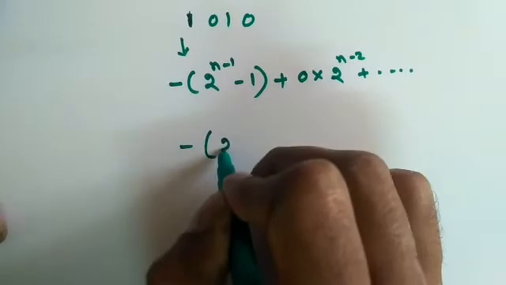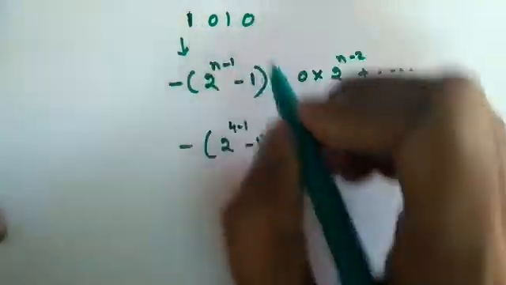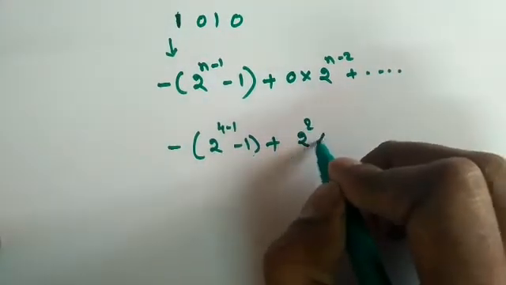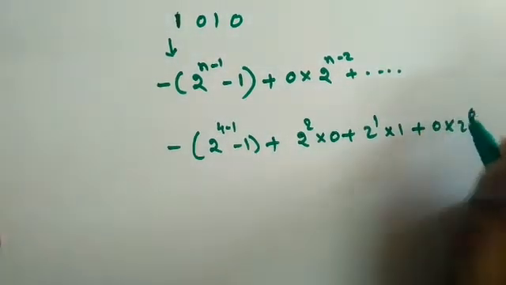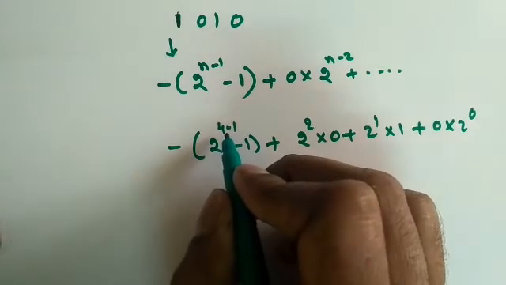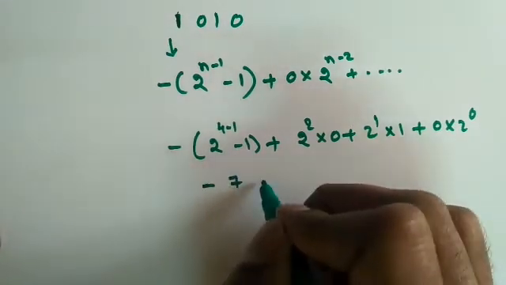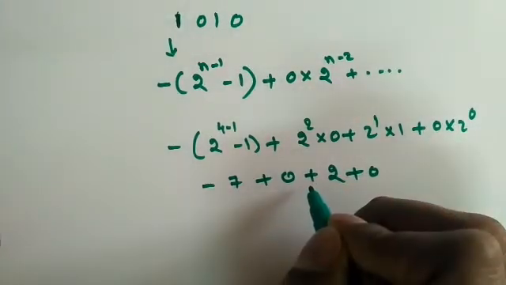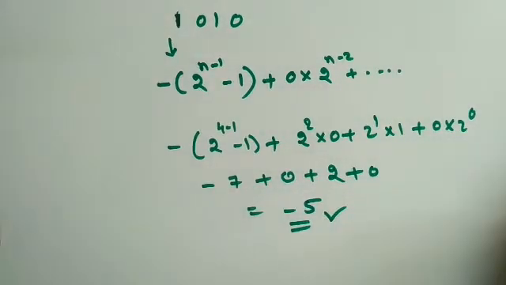Now what is this? N is equal to 4. So minus of 2 power 4 minus 1, minus 1, plus the remaining bits 0, 1, 2, 3. So directly, 2 cube minus 1, plus 2 square into 0, plus 2 power 1 into 1, plus 0 into 2 power 0. So what is this value? 2 power 4 minus 1 is 2 cube, which is 8. 8 minus 1 is minus 7, plus 0, plus 2, plus 0. So minus 7 plus 2, the value is minus 5. Right?